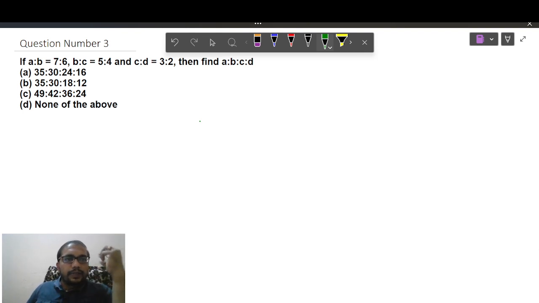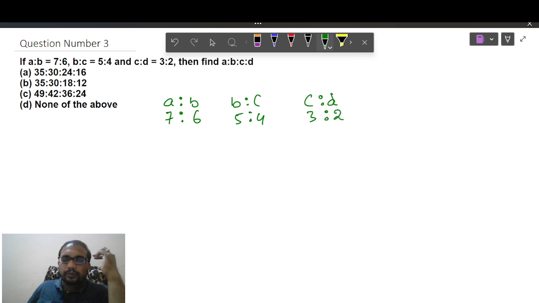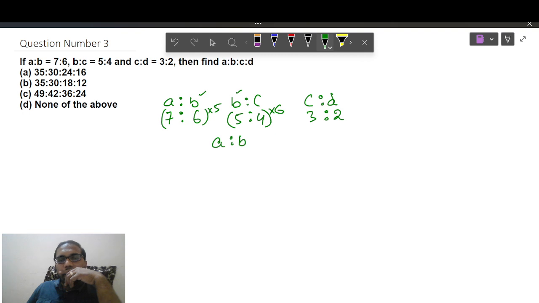A and B ratio is how much given? 7:6. A and B ratio 7:6. B and C ratio 5:4. C and D ratio 3:2. We already discussed how to combine ratios. Here the B value, you need to make it the same, into 5 into 6, right? Now by combining, I am writing the ABC ratio: 5 sevens are 35, B value 30, C value 24.